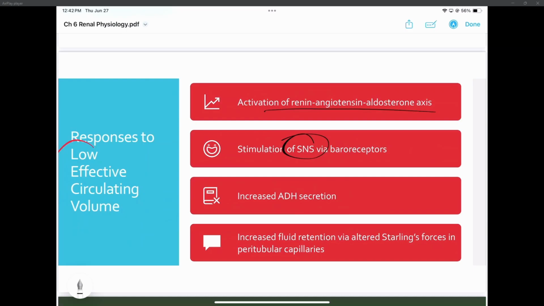Also, with low circulating volume, there is increased ADH secretion. What's that going to do?